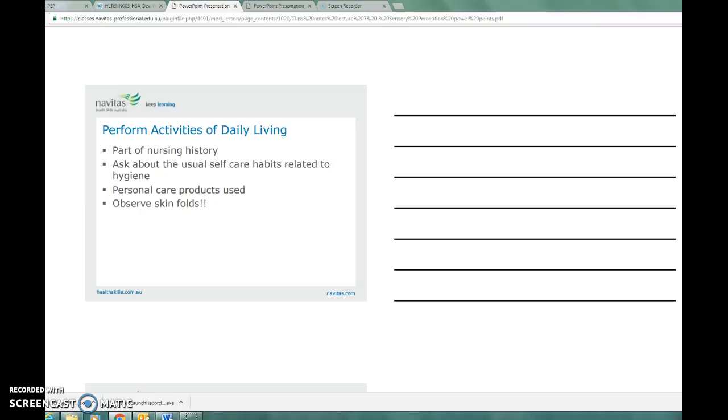So when we're looking at self-care habits, does the person shower or bath? Do they prefer to do it in the morning, the afternoon, or the evening? Do they do it every day or every second or third day? Personal care products, do they use deodorant? Do they use talcum powder or not?